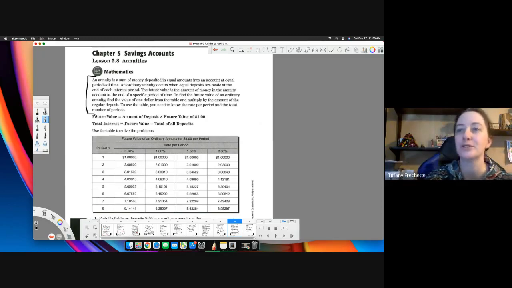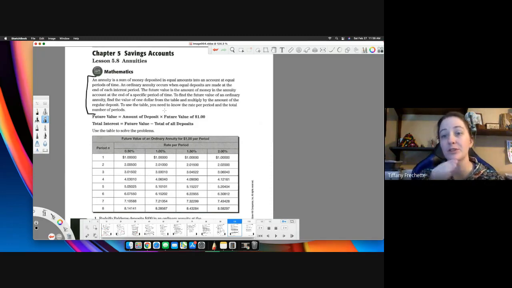All right, so future value equals the amount of the deposit times the future value of $1. What that means is literally they're telling you what your dollar is going to be worth in the future. And we're multiplying the deposit by that amount. So this is what all of my dollars will be worth in the future. And total interest is just the future value that you calculate first minus all of the deposits you've made.